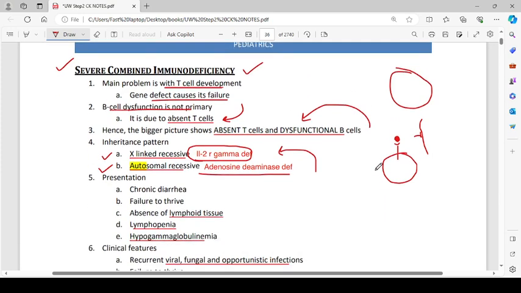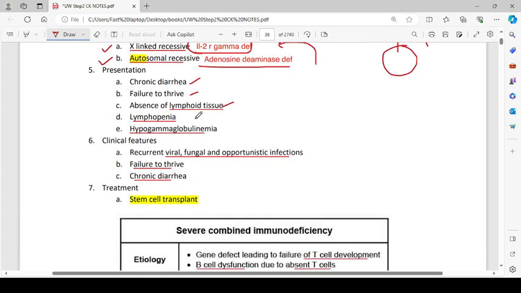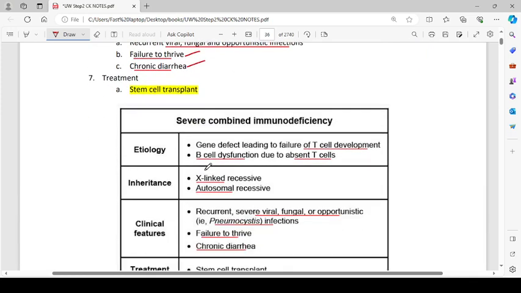Presentation: there will be chronic diarrhea, failure to thrive, absence of lymphoid tissue, lymphopenia, and hypogammaglobulinemia. The clinical features include recurrent viral, fungal, and opportunistic infections, failure to thrive, and chronic diarrhea. Treatment is stem cell transplantation.